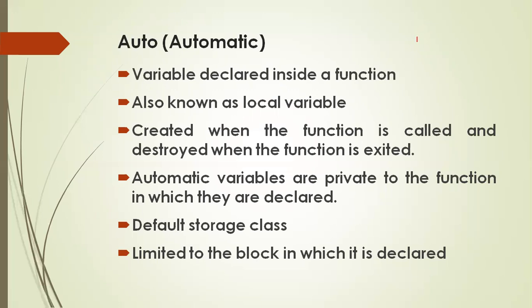Automatic variables are generally private to a particular function because that variable cannot be accessed by any other function. So every function has its own variables which are declared inside that particular function. Those variables declared inside a particular function are nothing but private variables or automatic variables.